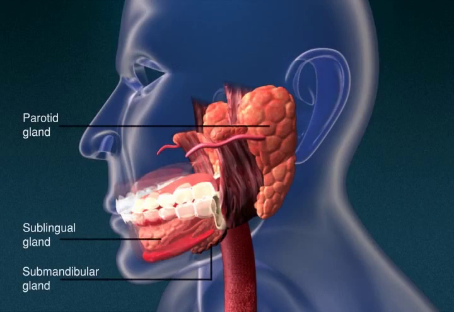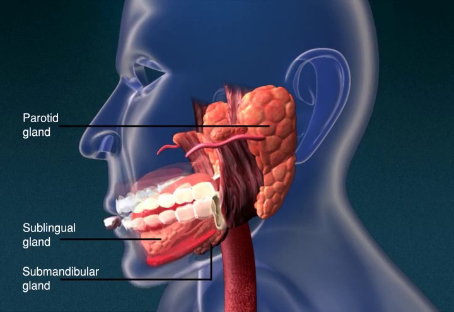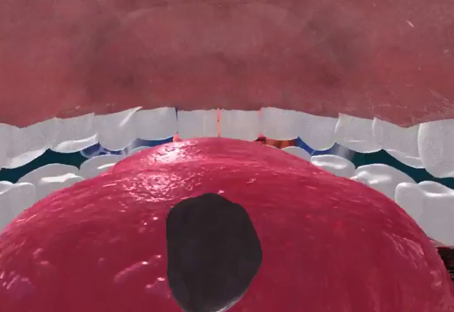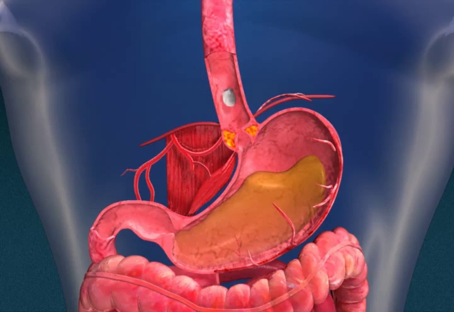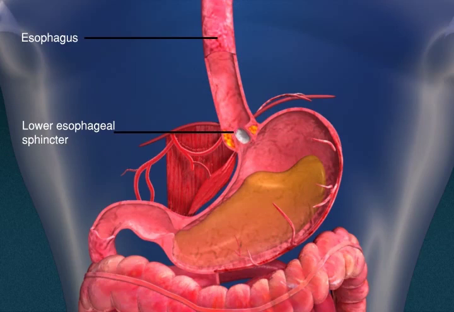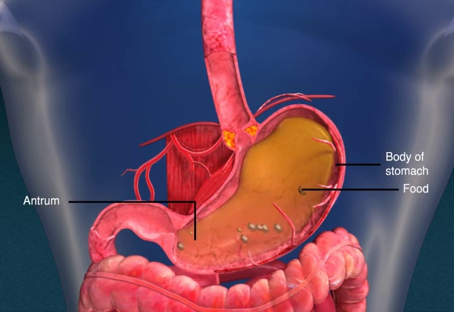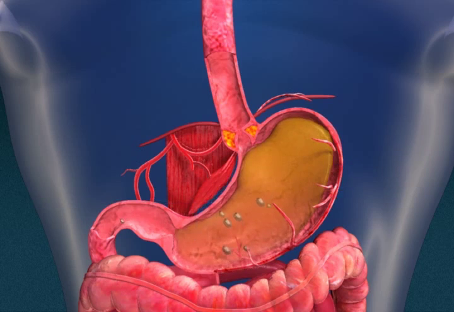In the normal upper GI tract, food enters the esophagus from the mouth and moves towards the stomach through peristaltic muscle action as well as gravity. When the food reaches the junction of the esophagus and the stomach, the lower esophageal sphincter relaxes to allow the passage of food into the stomach. The sphincter then contracts and maintains the closure between esophagus and stomach.